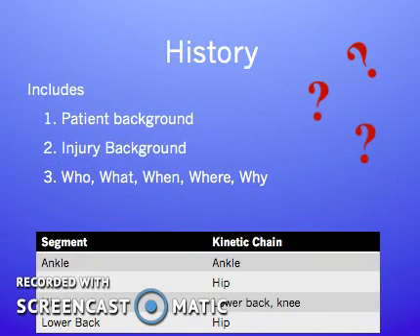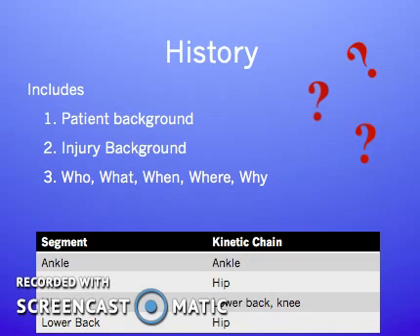So first let's talk about history. I always talk about patient background first: who they are, what team they're on, and their name. Then I go into injury background, and by this I mean looking at that extremity and any injuries that happened up or down the kinetic chain, as well as anything that happened to that particular segment of the body. And of course I go into who, what, when, where, why, the 5 W's. So who was involved in it, what happened, when did it happen, where did it happen, and why did it happen? Of course you're not always going to get the why. But sometimes there are things that can contribute to it, like not wearing your pads or your shoe wasn't tied.